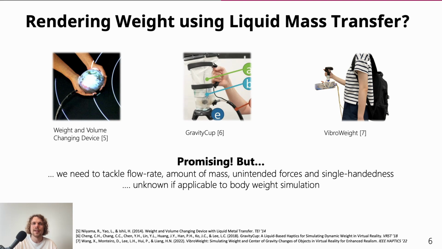The flow rate needs to be tackled, with gravity cup needing 16 seconds to fill the device with 330 grams. Vibrovate demonstrated absolute weight changes of 50 grams, so there are also challenges regarding the amount of mass to be rendered. Also, gravity cup's liquid inertia was perceptible, and the use cases focused on the simulations of liquids. Moreover, both are designed for one-handed interaction only, which is a problem of most research prototypes for weight perception. Hence, rendering weight using liquid mass transfer is promising, but we still need to overcome these challenges, and we still need to find out whether we can apply this concept to body weight simulation.